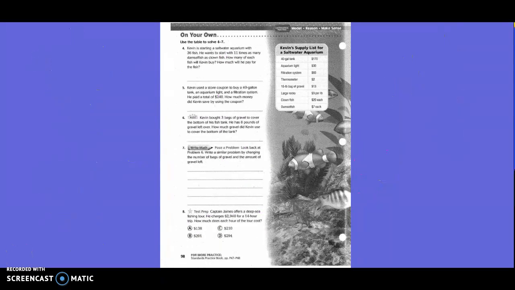Kevin is starting a saltwater aquarium with 36 fish. He wants to start with 11 times as many damselfish as clownfish. How many of each fish will Kevin buy? How much will he pay for the fish? So he starts with 36 fish, right? 11 times as many damselfish as clownfish. How many of each fish will Kevin buy? How much will he pay for each fish?